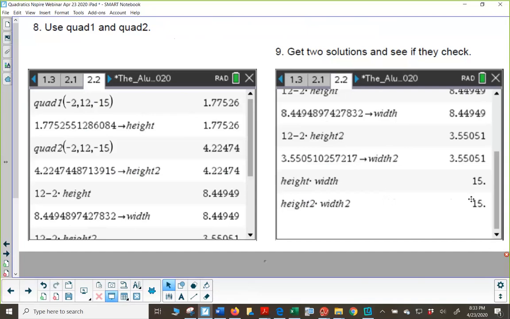And again, that's the power of using variable names, storing intermediate answers.